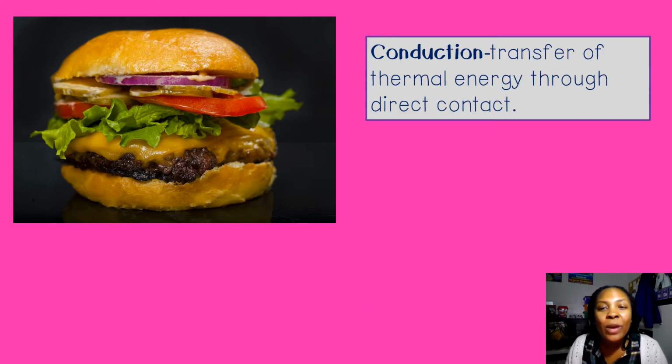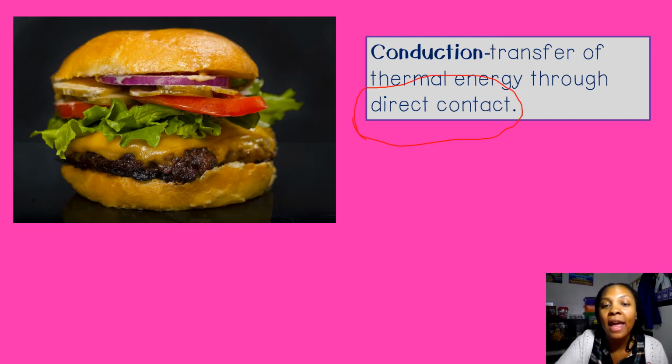First, if you don't know, Miss Brown loves a good cheeseburger. I want you to look at this picture of this cheeseburger and think, how is heat being transferred? How is heat shifting or being passed on through a hamburger? All right, so we have conduction. I mentioned conduction on the previous slide. Conduction is the transfer of thermal energy, which is heat energy, through direct contact. Conduction transfers through direct contact.